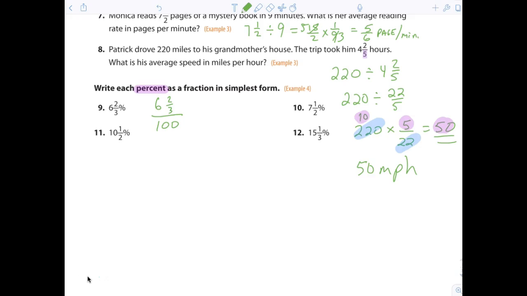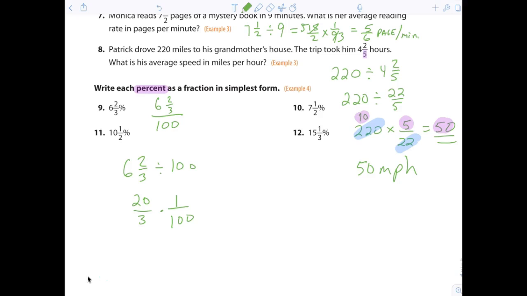So now let's come down here. 6 2/3 divided by 100 is the same. What's 6 2/3? Someone do that for me real quick. 20 over 3 times the reciprocal. What's the reciprocal? 1 over 100. Now, what can I do with 20 and 100? Reduce that to what? 10.